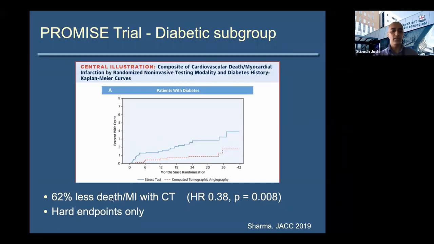The thing that wasn't appreciated is that they actually kicked out the unstable angina endpoint. So this is death or MI, which is exactly what they did in SCOT-HEART. And after taking those out, they found a benefit to CT.